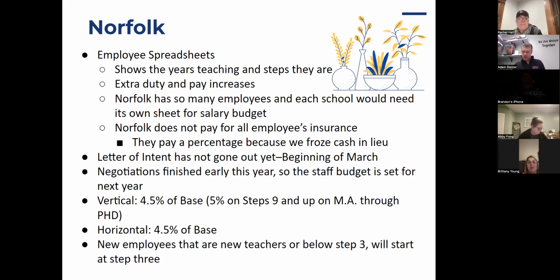And we actually have steps all the way through EdS and PhD because we've had teachers and administration that have gotten their doctorate. And then our horizontal is 4.5 of base. And because we have such a large teacher shortage at Norfolk Public, new employees that are new teachers or below step 3 will actually start at step 3. So there were several brand new teachers this year, and they all started at step 3.